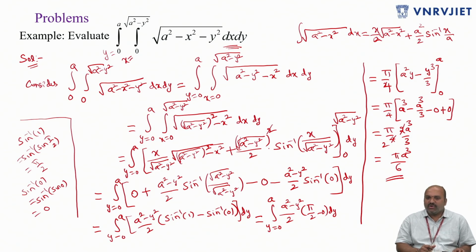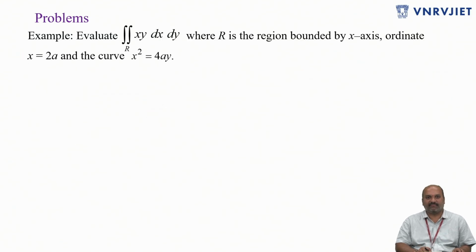Let's see. So far we have discussed how to evaluate the double integral if the limits are given. Suppose the limits are not given, but the region is bounded by some curves or lines, then how to identify the limits? Okay, first we have to identify the region of integration, then identify the limits, and we evaluate in the similar manner. Okay, let's go to the next problem.